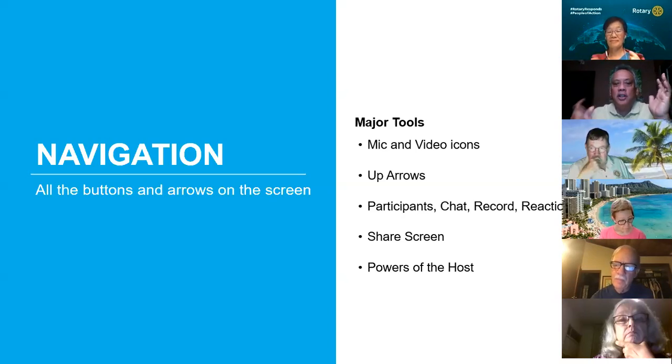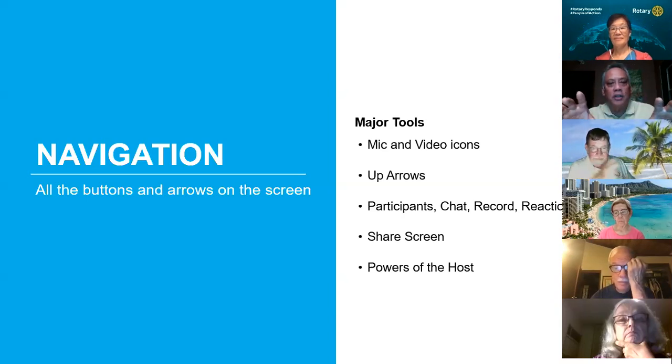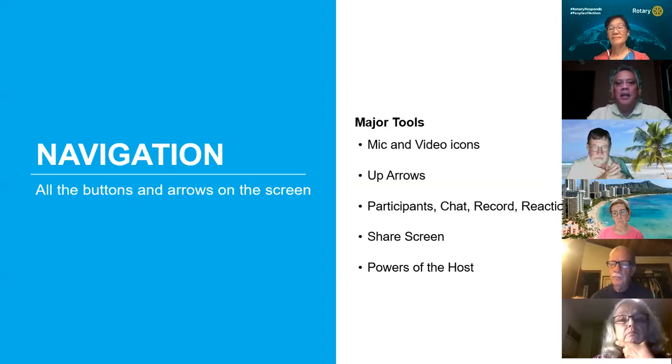Then when I hit share screen, it takes me to whatever screens I have open on my computer, and I can click on the one I want to share with the group. Once I click on it and hit share, it'll open up and everybody on the screen can see it. You can put pictures, documents, and PowerPoints up there. If you want to run a video, you can run a video.